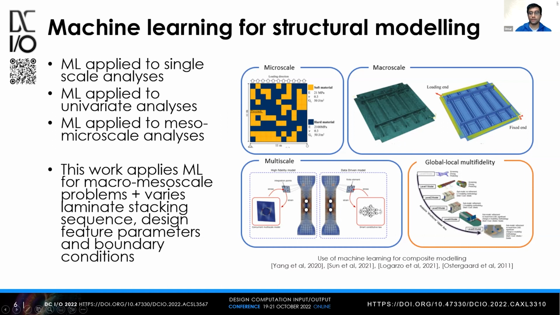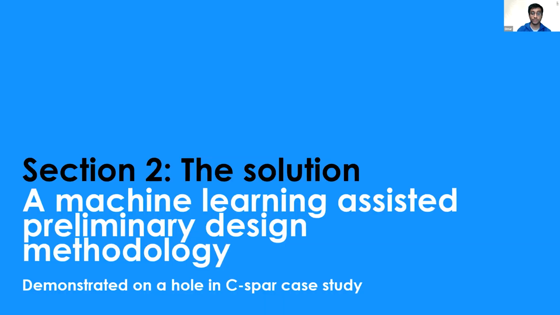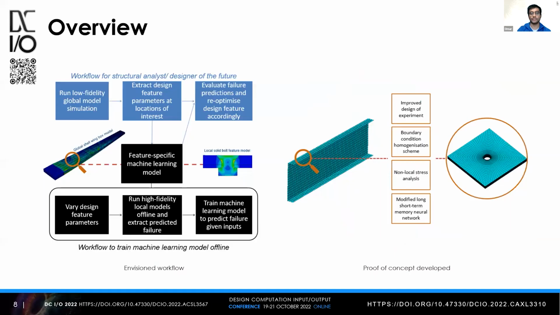This global-local design methodology requires varying the laminate stacking sequence, the design feature parameters, and the boundary conditions simultaneously. And so machine learning has yet to be exploited for this, which is where this research comes in. The solution is a machine learning assisted preliminary design methodology, which I demonstrate on a hole in a C-SPA case study.